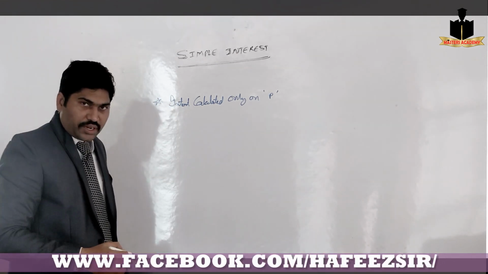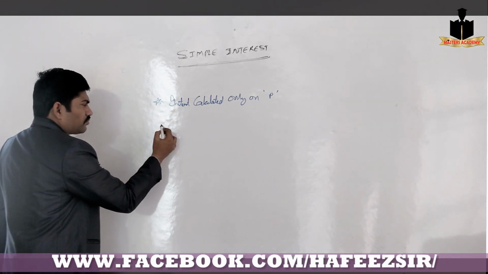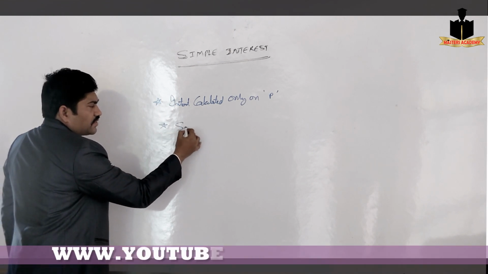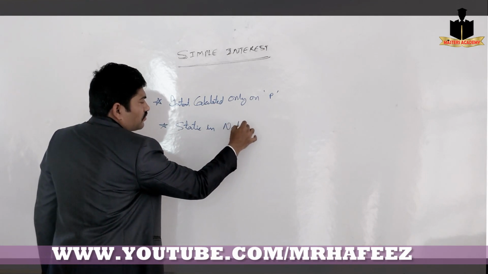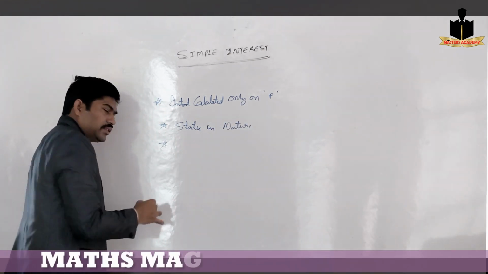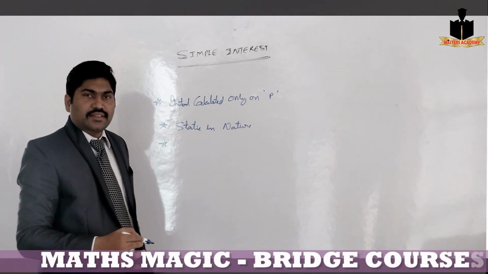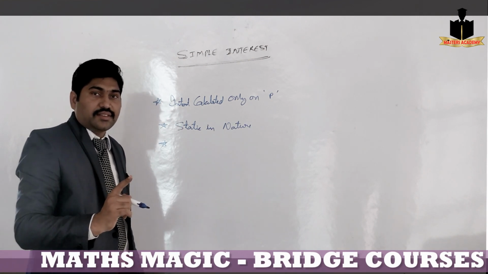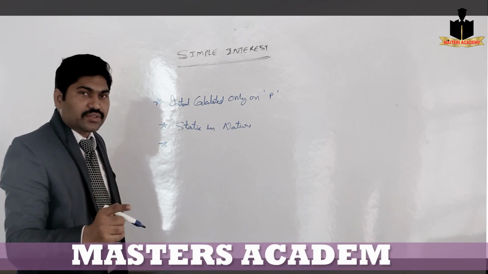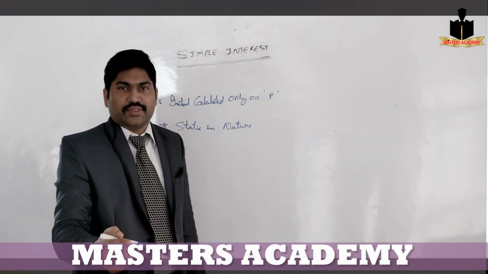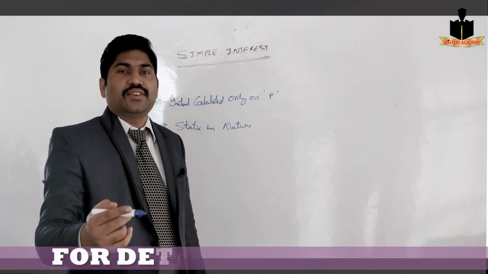This is very, very important. And simple interest is static in nature. Static in the sense, simple interest never changes. If we calculate for 1 year, that can be duplicated to the second year, replicated to the third year, repeated to the fourth year.